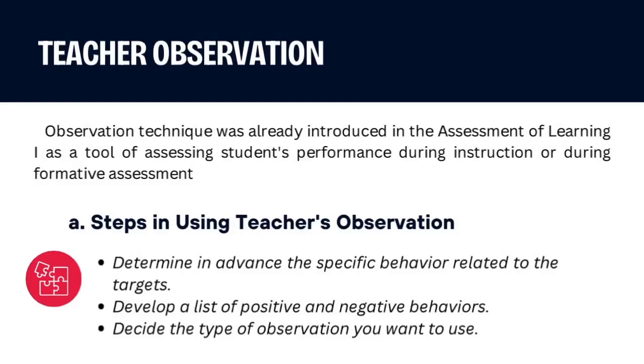Number 1, determine in advance the specific behavior related to the targets. So the teacher needs to decide what kind of behavior to look for. Number 2, develop a list of positive and negative behaviors. You make a list of both good and bad behaviors to guide the observation. And lastly, decide the type of observation you want to use. So, choose the kind of observation method you will use. This makes the process more organized and helps the teacher focus.